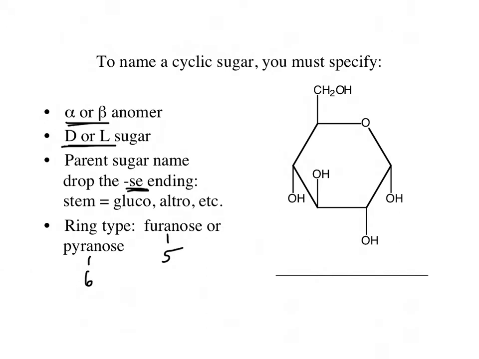So now we're ready, finally. You told me it was alpha. So we have alpha, D sugar, D, gluco, and pyranose or furanose? Pyranose. There we go. It's an alpha D glucopyranose. Okay, that's not too bad.